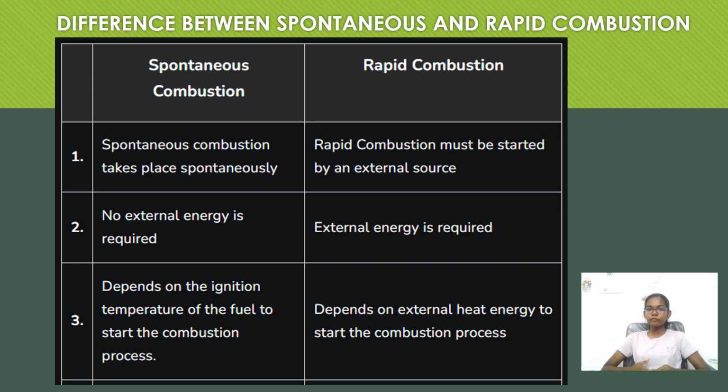So as we discussed earlier, we need to light the candle to make it burn. But in spontaneous combustion, phosphorus just burns when you bring it outside. It depends on the ignition temperature of the fuel to start the combustion process. Phosphorus has a low ignition point, so it starts to burn when you bring it to room temperature. But when it's stored in special environments, it is totally fine. But in rapid combustion, it depends on the heat energy to start the combustion process. So if you take any fuel, you have to heat it to make it burn.